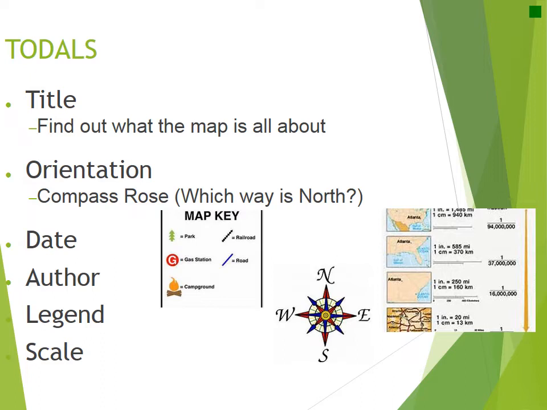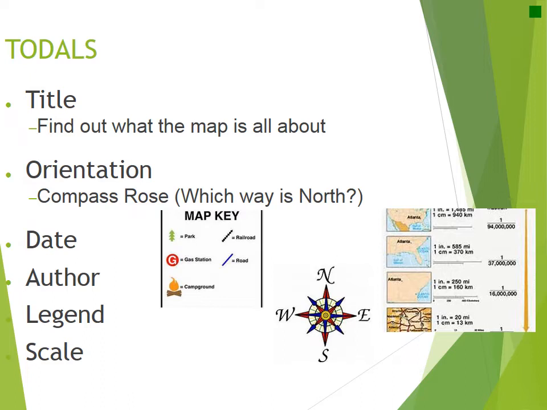So the first one is the title. The title, it's pretty simple what that is. That's just what the map is called, and it really just tells you what the map is supposed to be of and what it's all about. And so the titles are usually really simple things like North America, if it's a map of North America, or Minnesota, if it's a map of Minnesota, or the world, it could be called if it's an entire world map.